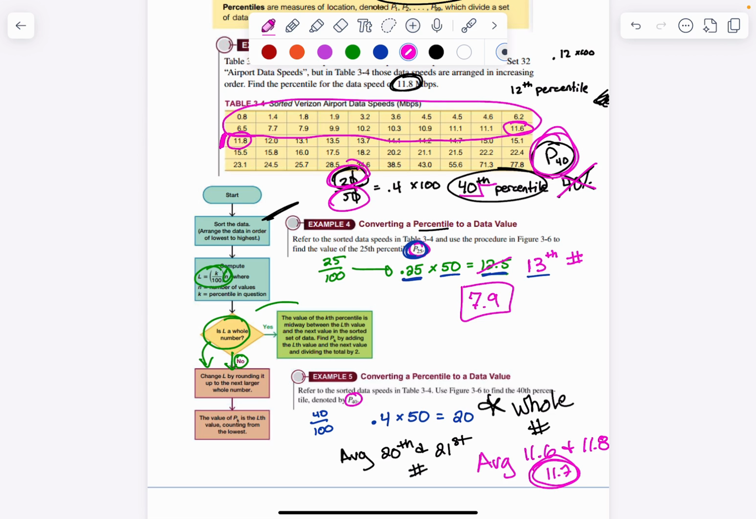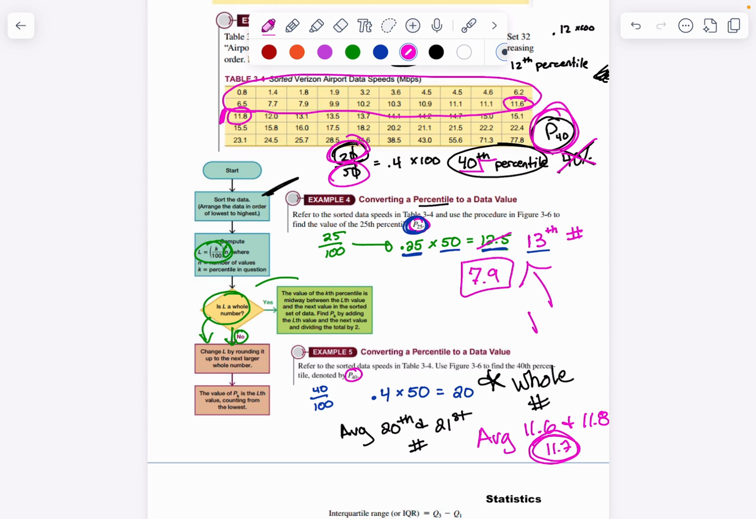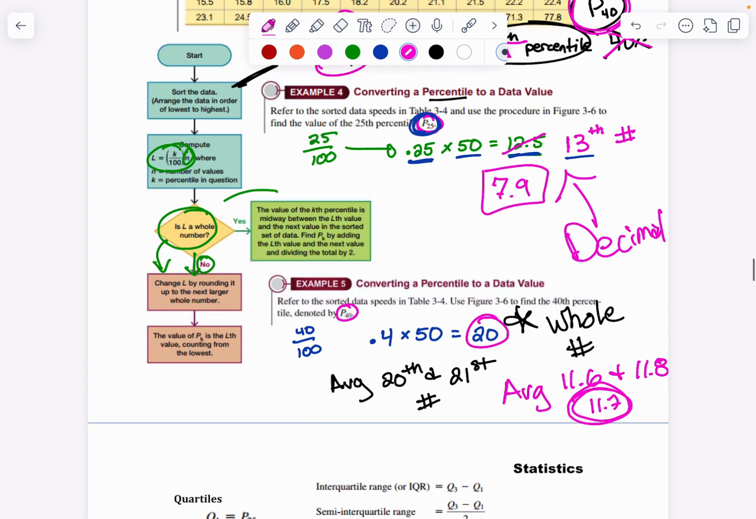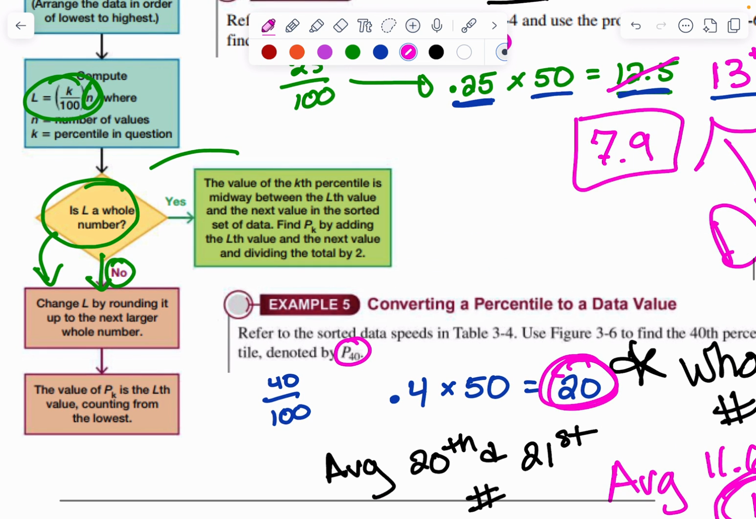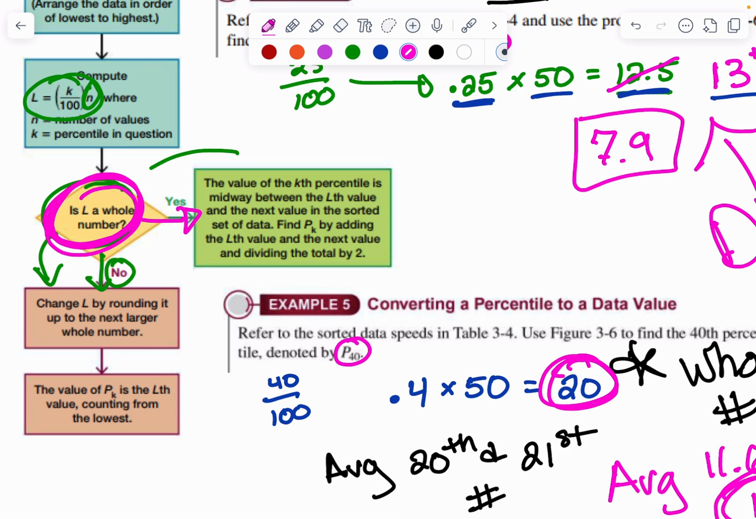Which would be the 40th percentile, okay? So if it's a decimal, you round up and take that number. If it's a whole number, you average that one, the 20th number, like this one, and the next number together. And that's what it says here. The value, if it's a whole number, this is your chart. If it's a whole number, you add that value to the next value and divide by 2. So that would be like the 20th number and the 21st number and divide by 2. You find the average of them, okay?